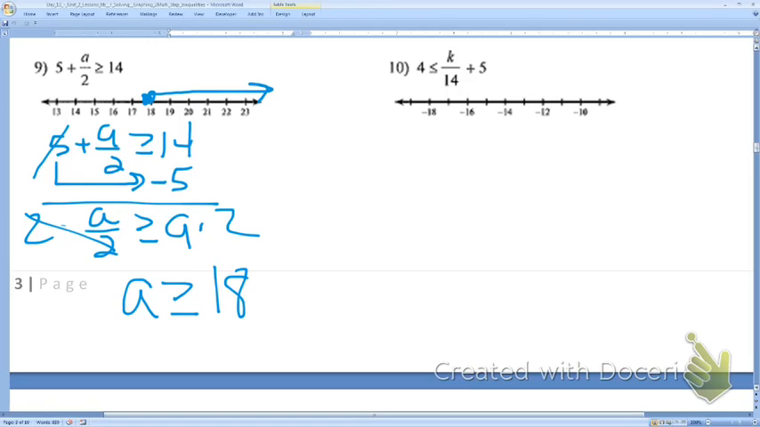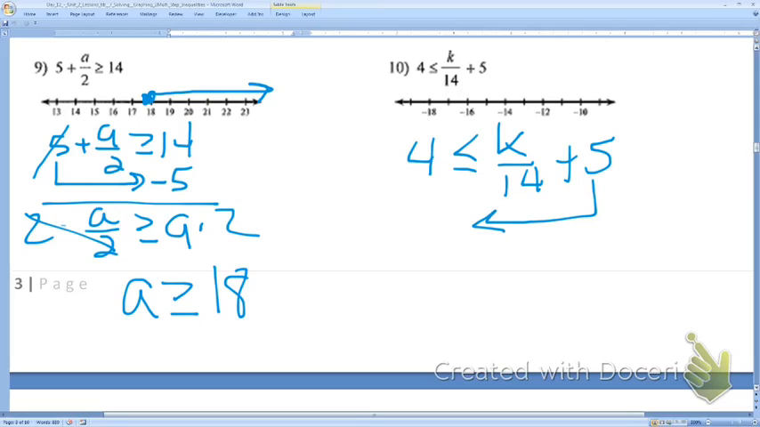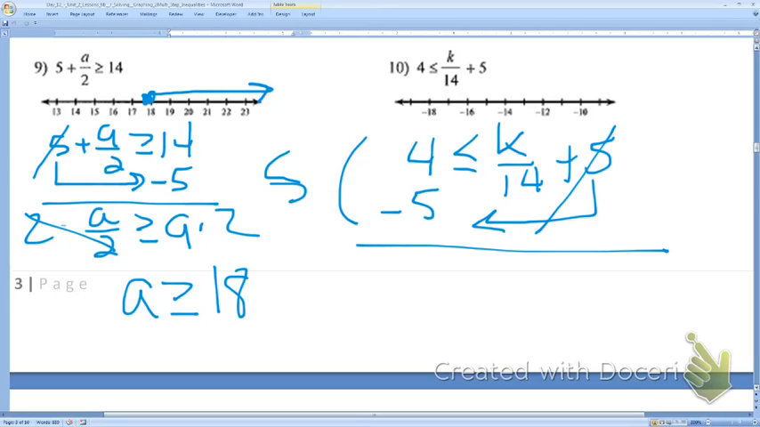In the final question, 4 less than or equal to k over 14 plus 5 is the original problem. I need to move my 5 over to the other side of the equation by subtracting 5. So that cancels out. 4 and negative 5, those are opposite signs. Remember, same signs you have to add, opposite sign subtract. Bigger sign wins. So 5 is bigger than 4 and it's negative. 5 minus 4, they're opposite, so I have to subtract, 1 less than or equal to k over 14.